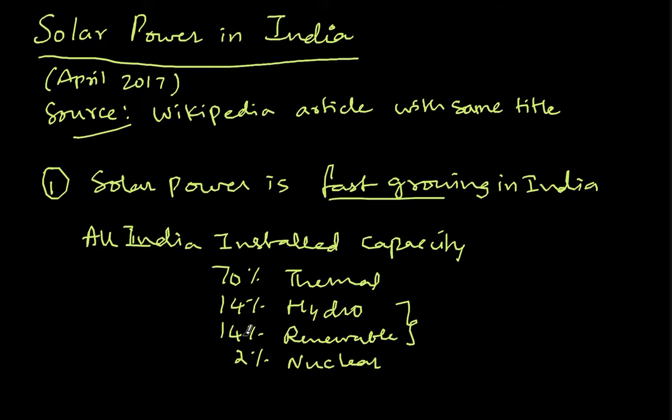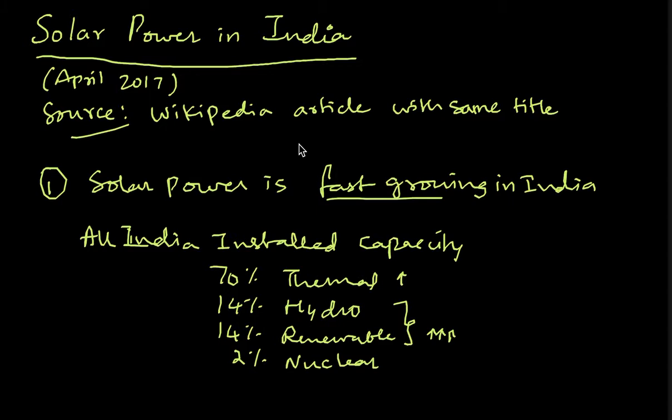Now the thermal is in an increasing trend, but the renewable is in a much more increasing trend. Therefore, in future, this percentage is going to reduce and this percentage is going to increase. The objective is for this percentage to go up to 20% by 2020. So this is about the breakup.